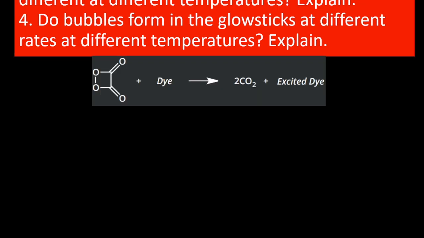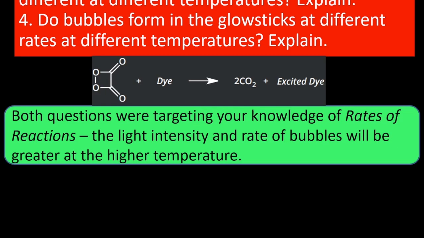If we look at questions 3 and 4, so question 3, is the light intensity of the 3 glow sticks different at different temperatures? Explain. And do bubbles form in the glow sticks at different rates at different temperatures? And again, explain. So both questions here were targeting your knowledge of rates of reaction. So the light intensity and the rate of bubbles will be greater at the higher temperature.